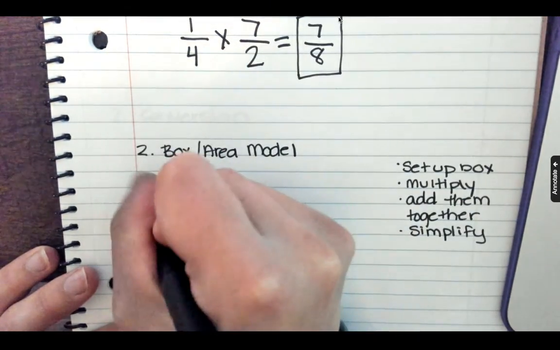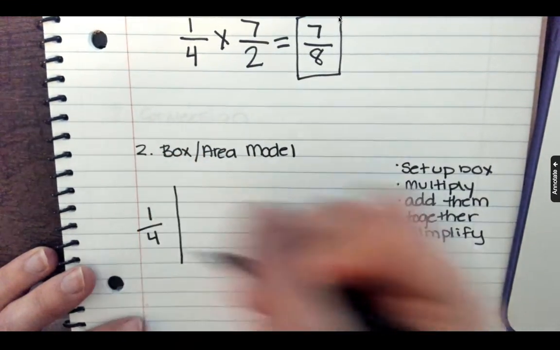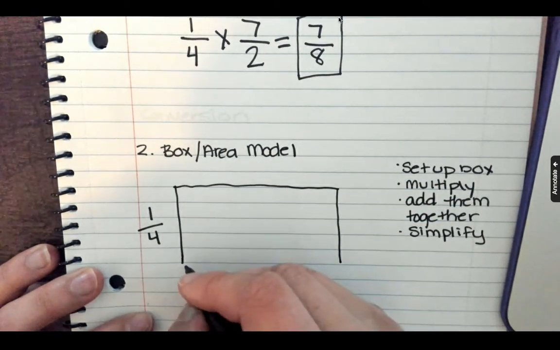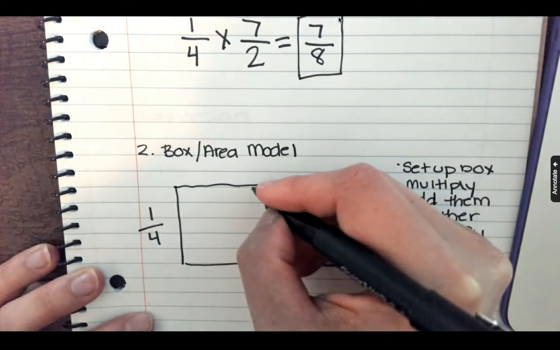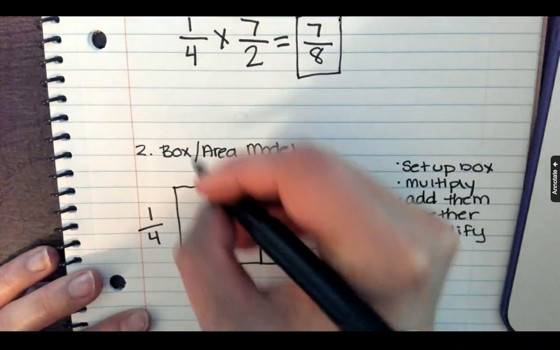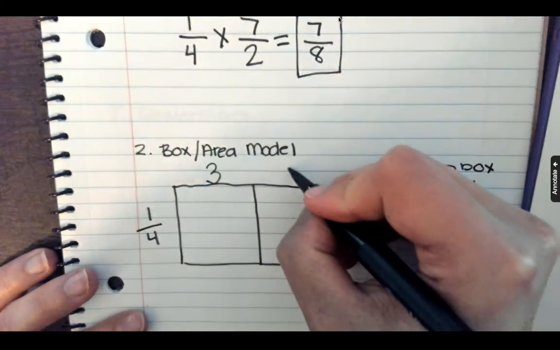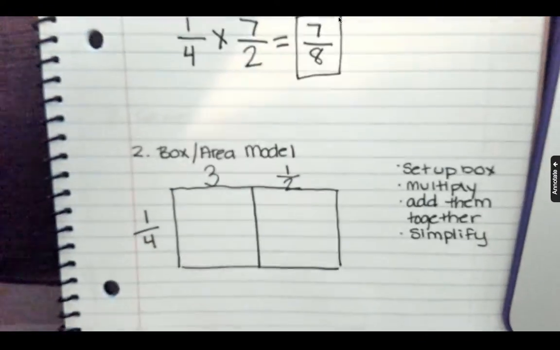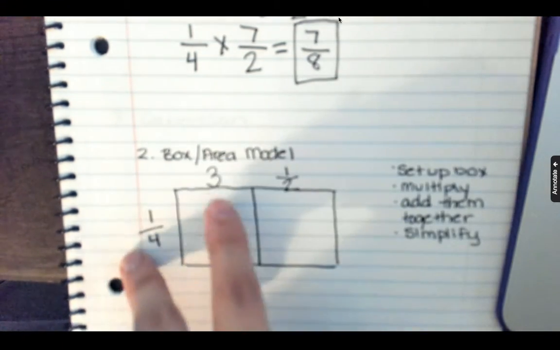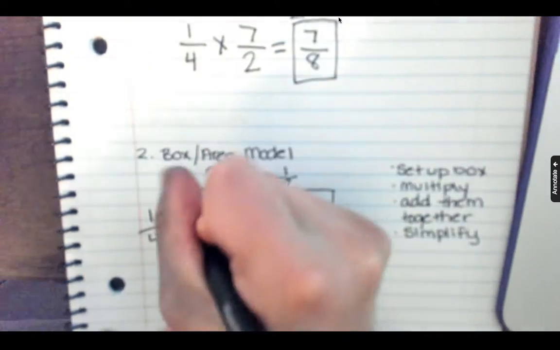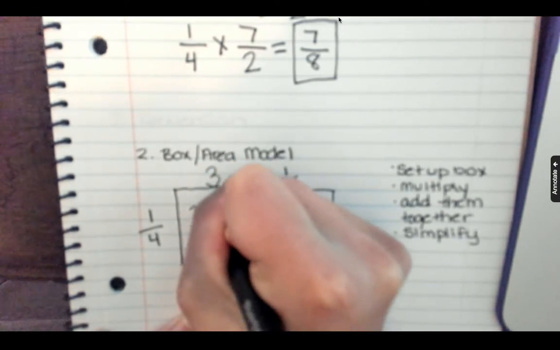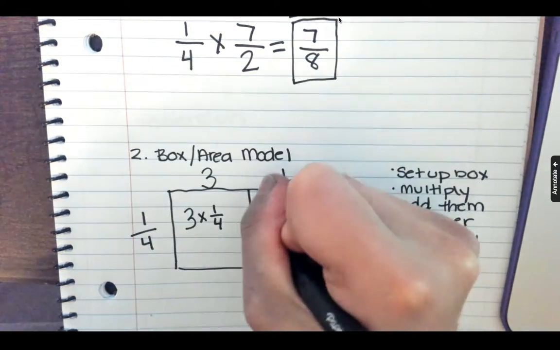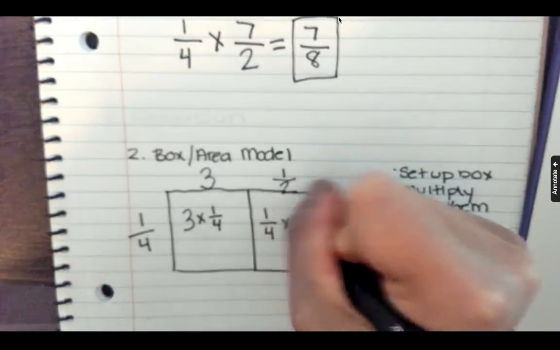So we have 1/4 over on this side. And then on this side, we're going to split up the whole number from the fraction. So our whole number up above was 3, and our fraction is 1/2. So in this box, we're going to take these two numbers and multiply them together. So 3 times 1/4. And then in this box, we're going to take these two fractions and multiply them together: 1/4 times 1/2.